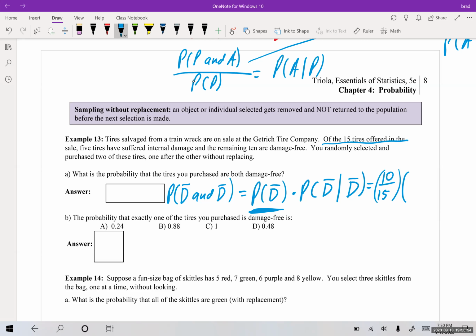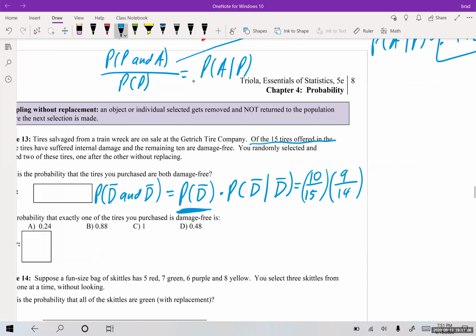But what is the next probability? Think about this. If you reached in and pulled a damage-free tire out, that means there are now only 9 damage-free tires. But how many total tires are left in the pile? There's only 14. So this is how we adjusted for the fact that this is a dependent event.